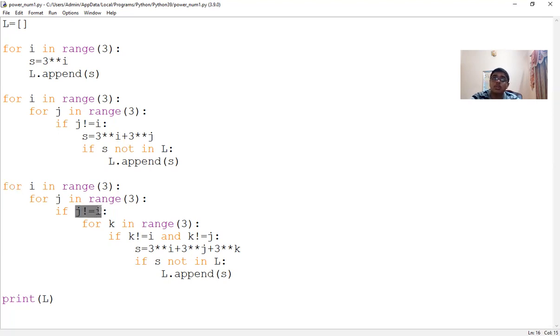Now here, again the same thing. We have the condition j not equal to I. There are 3 for loops here. And if k not equal to I and k not equal to j, again the same condition that we should have distinct powers of 3. So again we are taking the sum 3 power I plus 3 power j plus 3 power k. And again the condition that S not in L, because we don't want it to repeat, and then we are appending the sum to the list. Next we are printing L, the list.